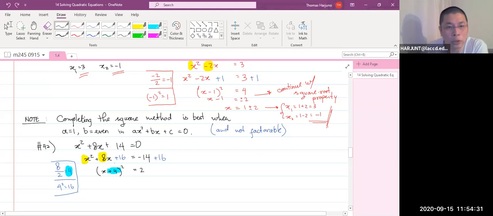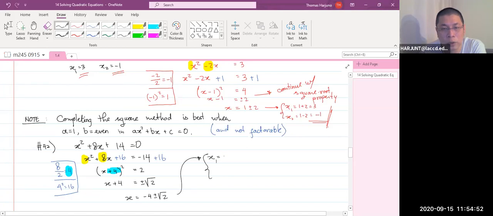Then I go on with the square root property. That will be x plus 4 equals plus or minus the square root of 2. So x equals negative 4 plus or minus the square root of 2. Therefore, the solution will be x1 equals negative 4 plus the square root of 2, and x2 equals negative 4 minus the square root of 2. So there are two solutions there.